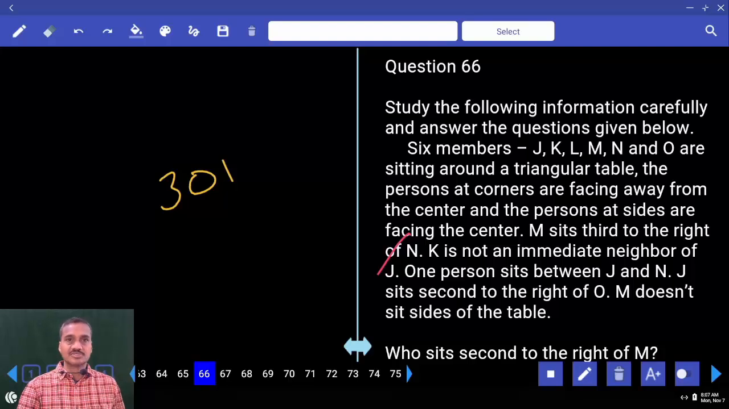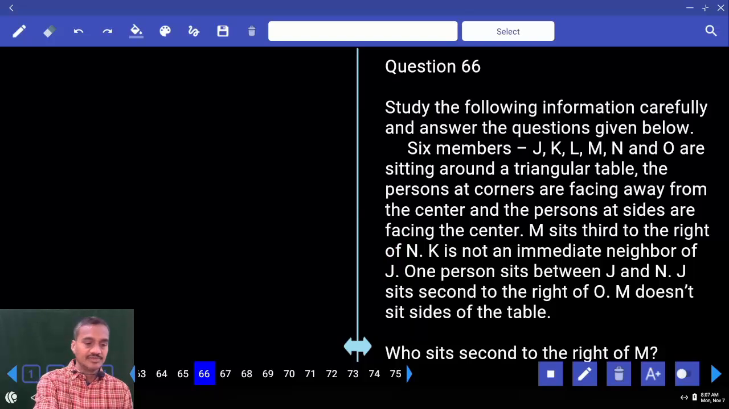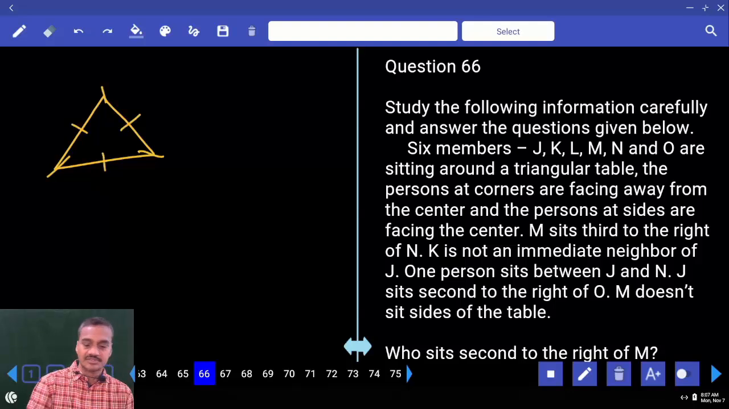Now these 6 persons are seated around a triangular table, isn't it? 3 at the corners and 3 at the centers. The persons at the corners are facing away from the center, and the remaining persons are facing towards the center.